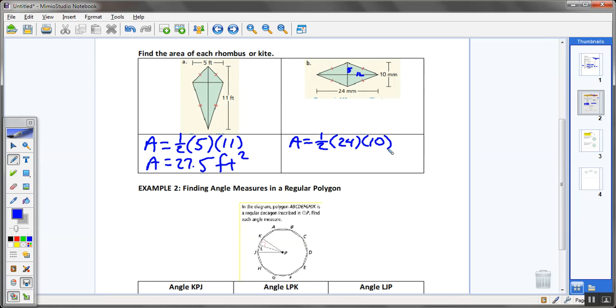Okay, so if you ever have a rhombus, what's true about a rhombus, kids? All four sides are equal. Or if you have a kite, I should say two pairs of consecutive sides are equal. If you have a rhombus or a kite, what's the area formula? Yep, half D1, D2. So in this case right here, we get 120 square millimeters. Right? You see a rhombus or a kite, half D1, D2.